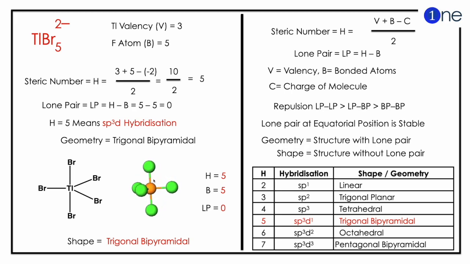H5 means sp3d hybridization, which is trigonal bipyramidal. Trigonal bipyramidal means all bromine at the corner, tellurium at the middle. So the shape of tellurium pentabromide dianion is trigonal bipyramidal.